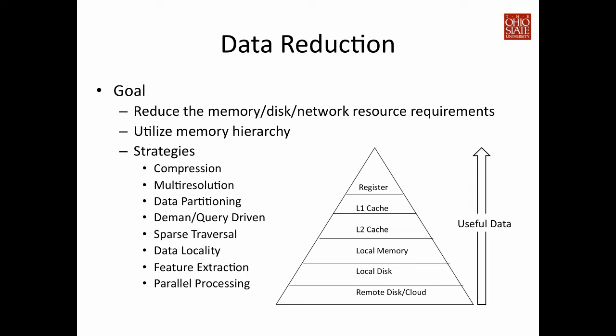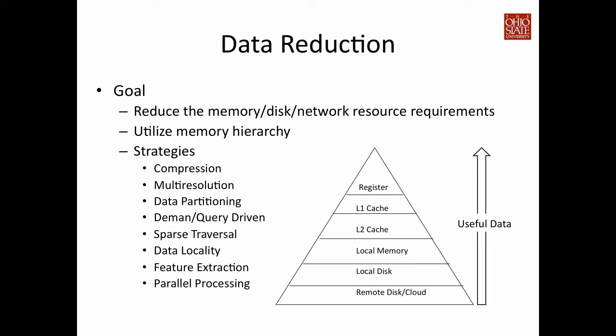So what's the strategy to reduce the data as we move up this chain of memory hierarchy? We can perform data compression. This can be done either in the remote or local disk. We can perform multi-resolution. So this is basically we only bring in and visualize high-resolution data in the local memory if they are important. And also we can perform data partitioning because if we break the data into pieces, it's much easier for us to move only the important data around.